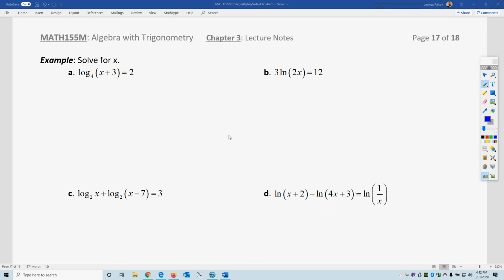Paladin. This is Math 155, Chapter 3, Section 4. This is Part 2. So again, we're going to be solving equations. This time, however, instead of having powers, we're going to have logs. So we're going in the reverse direction.